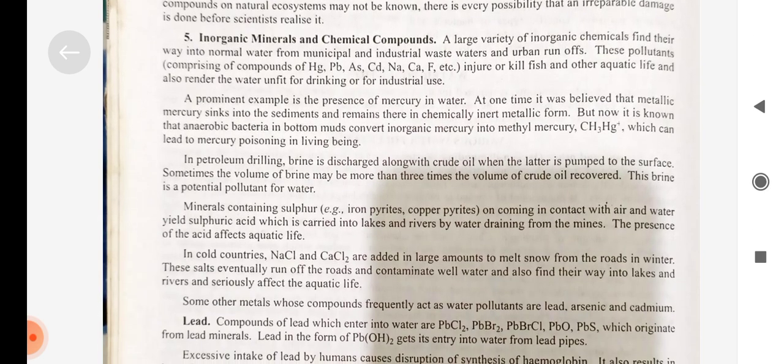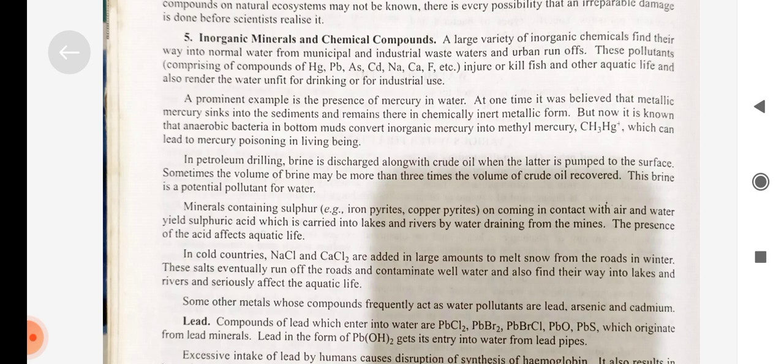Number 5. Inorganic minerals and chemical compounds. A large variety of inorganic chemicals find their way into natural water from municipal and industrial waste waters and urban runoffs. These pollutants, comprising compounds of Hg, arsenic, cadmium, sodium, calcium, etc., injure or kill fish and other aquatic life and also render the water unfit for drinking or for industrial use. A prominent example is the presence of mercury in water.